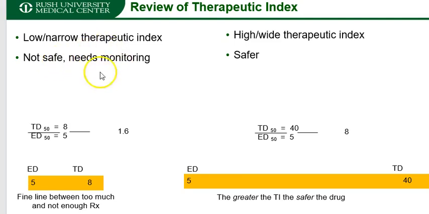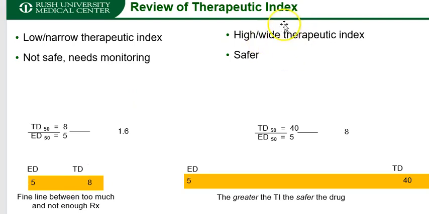Okay, and these drugs need meticulous monitoring. So what does that mean? You physically have to draw the patient's blood every so often to be sure that they're in this relatively tightly controlled range. Okay, so if the TD is 8 and the ED is 5, the therapeutic index is 1.6. That doesn't give you much room for dosing adjustments. And as this points out, there's a very fine line between too much drug and not enough drug. Okay, you only have 3 milligrams to play with.